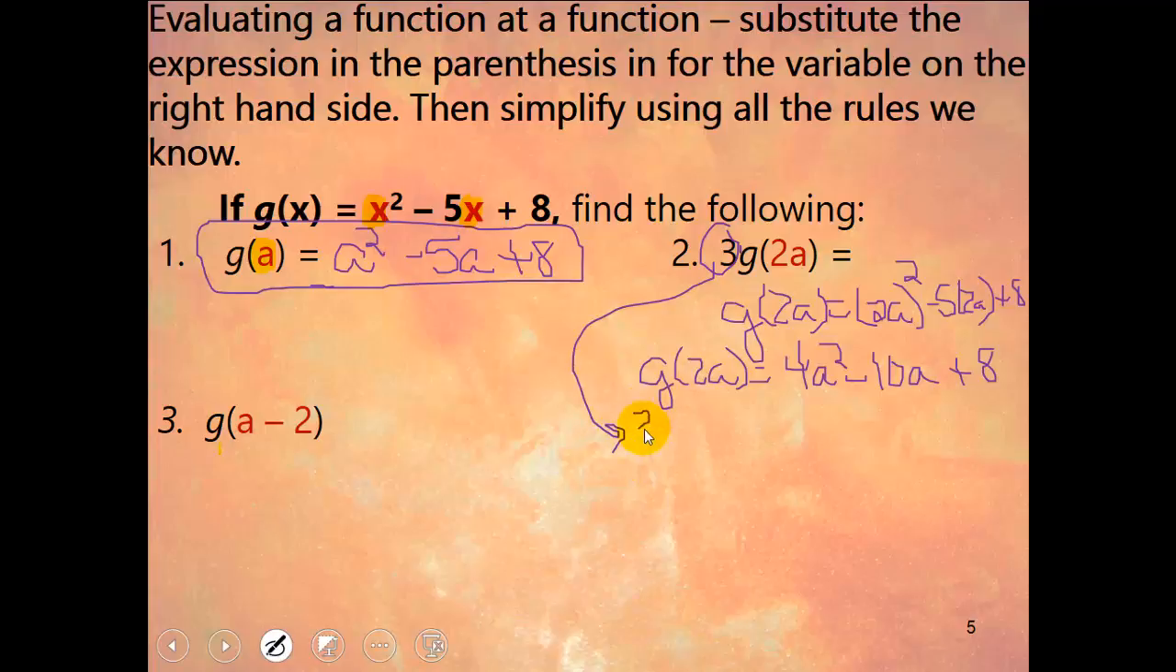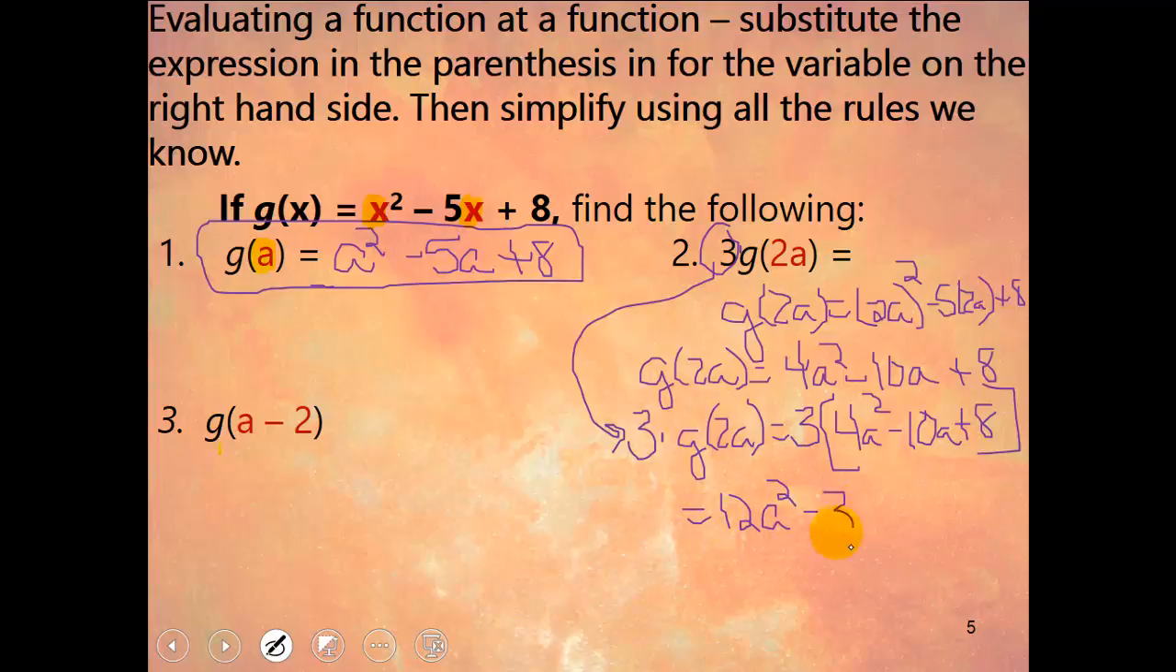Now I have to do that final step, the 3. So I'm going to go 3 times g of 2a. I already know what g of 2a is. I'm just going to multiply everything by 3. So I get 12a squared minus 30a plus 24. That's 3 times g of 2a.